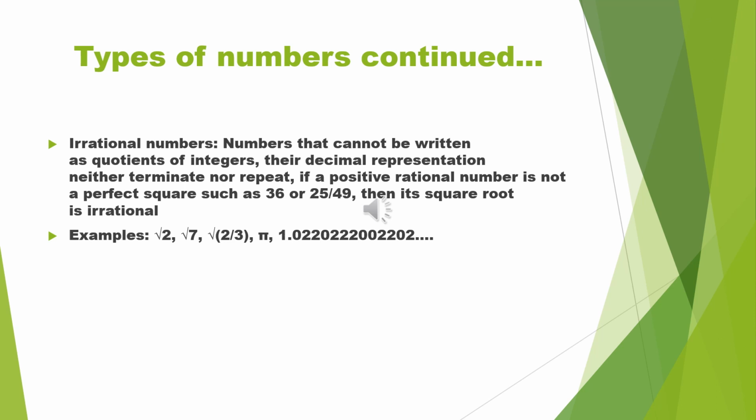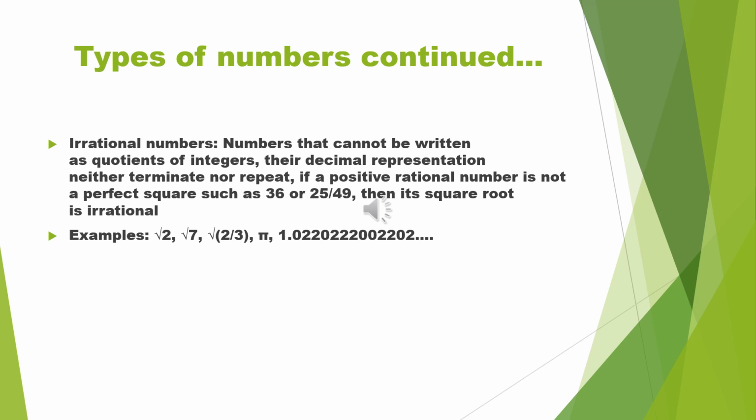The last kind of number is irrational numbers. Irrational numbers are numbers that cannot be written as quotients, or their decimal representation neither terminates nor repeats. So it will not terminate, and the same pattern will not repeat. If a positive rational number is not a perfect square, such as 36 or 25 over 9, or another example like 4 over 9, then its square root is irrational, because it will be repeating not in the same pattern but in a different pattern.